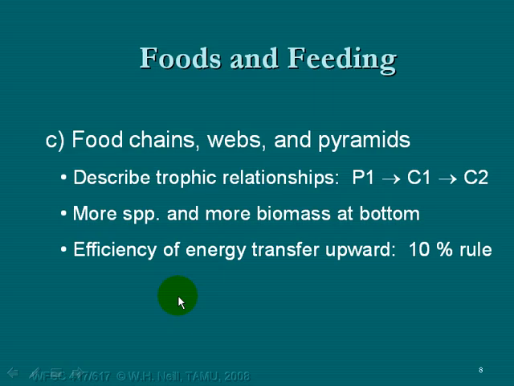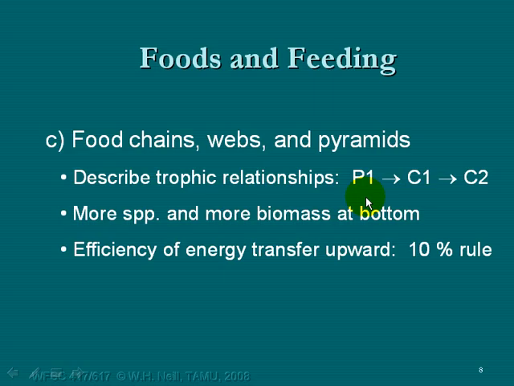Dr. Weinmiller will spend a lot of time talking about food webs and pyramids and chains and who eats whom. Trophic relationships, trophic levels. So the shorthand that folks tend to use is P for producer and C for consumer, and a 1-2 subscript to indicate the level in the trophic system.